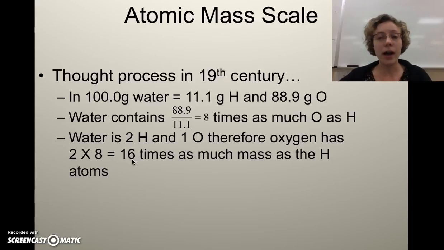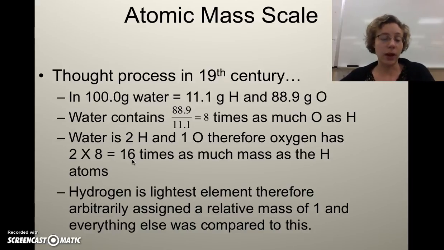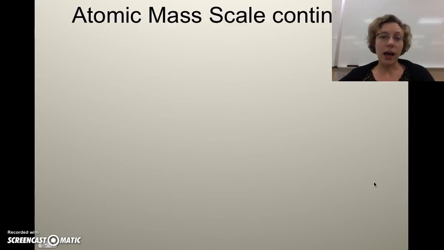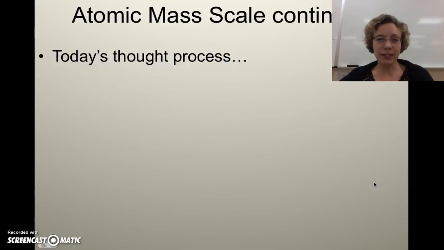The hydrogen atom is the lightest, so they arbitrarily assigned it a relative mass of 1. That's without any units, and then they compared everything to this relative mass of hydrogen being a 1. So, for example, hydrogen equaled 1, oxygen equaled 16, carbon might have equaled 12. Kind of continued on this theory, so that was the 19th century.